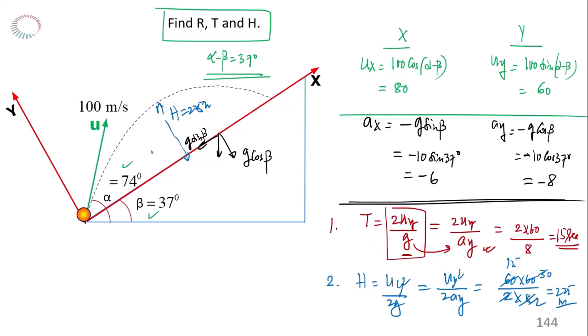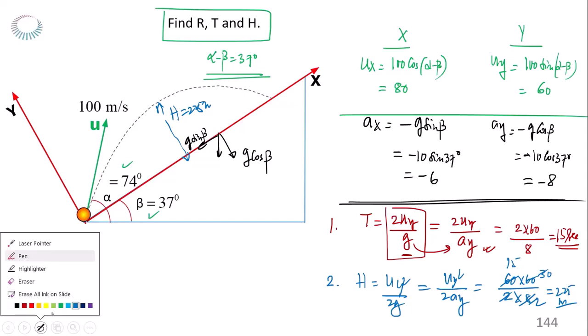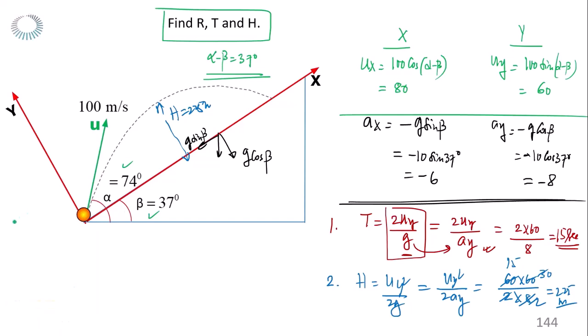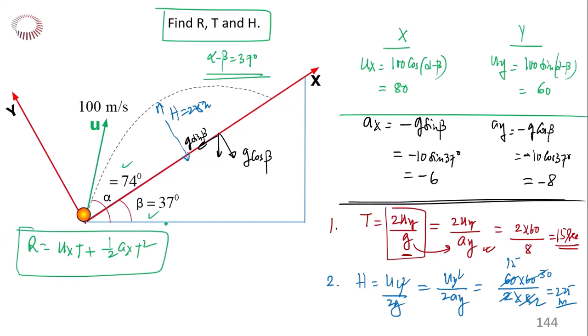Now I want to calculate the range. Range is nothing but the displacement along the x direction. So R is basically equal to ux into capital T minus half ax into T square. That means the displacement traveled in capital T time along the x direction, because in the x direction the particle is also accelerating. So that will be the value of R along x. What is ux? Ux is 8. What is T? T is 15 seconds. Ax is negative, so minus 6 by 2 into 15 square. After simplification, that number will be the value of R.